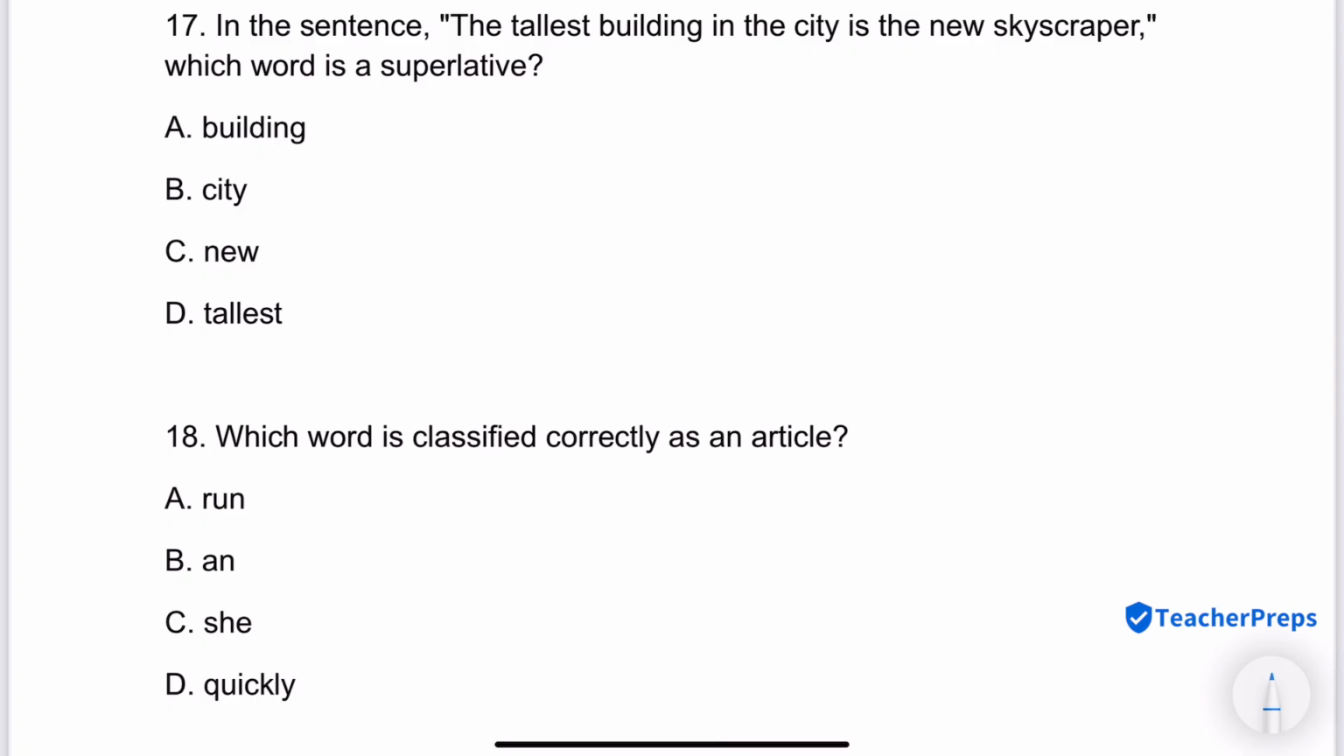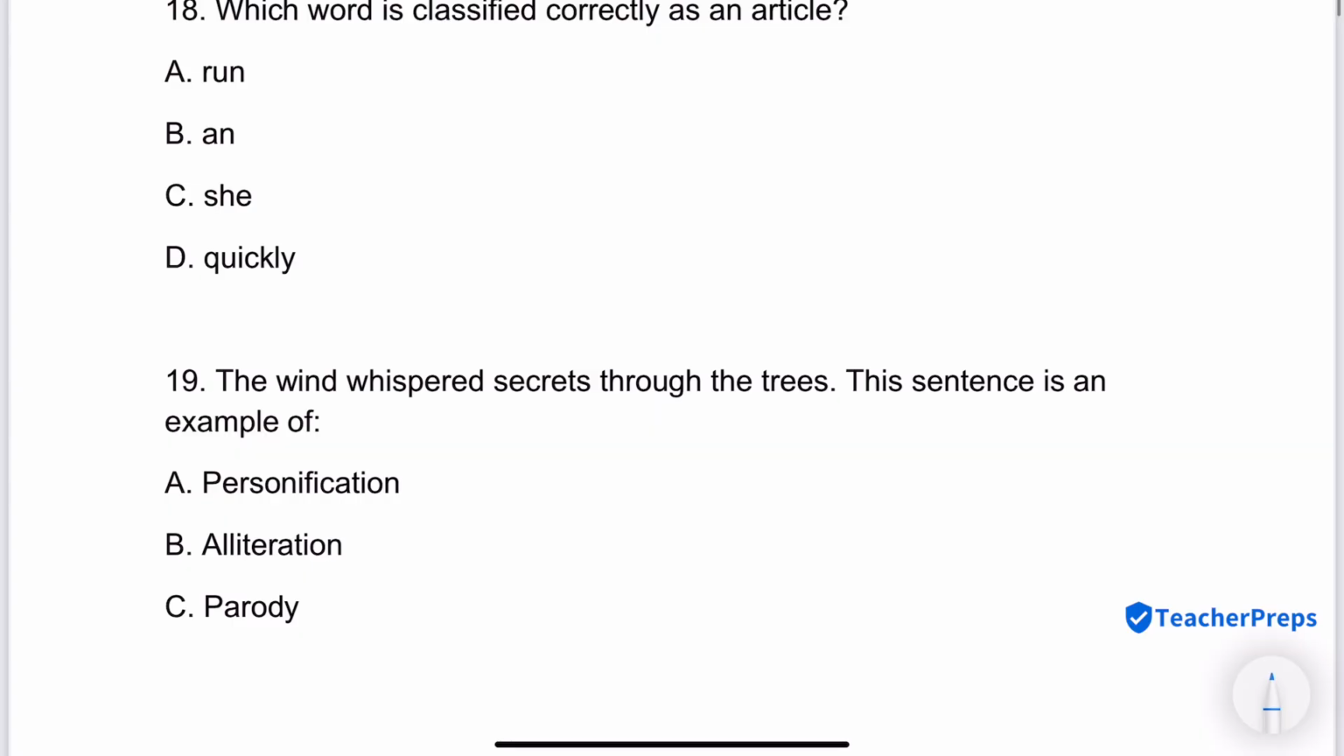All right, so remember that superlatives are all about the highest degree of comparison. They usually end in est or they use the word most. So we can think here, option D, tallest. Moving on to question number 18. Which word is classified correctly as an article?